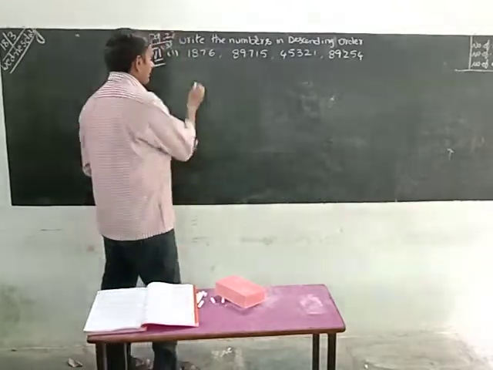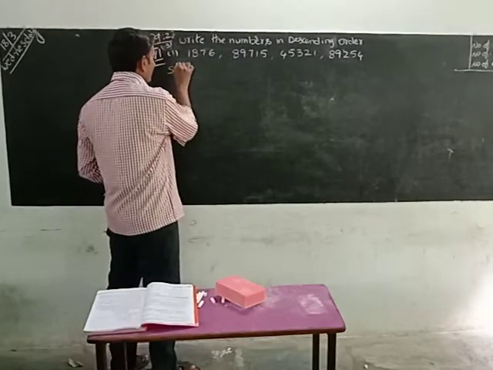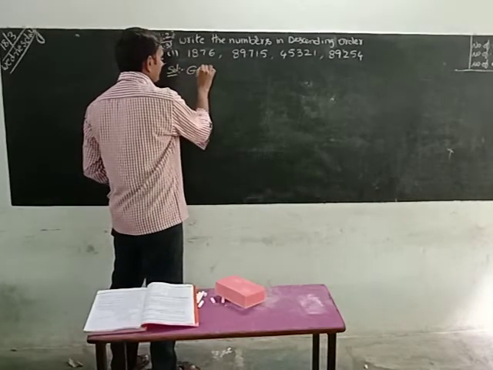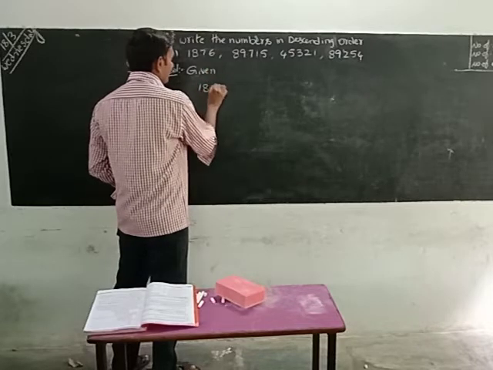Decreasing order. Now what is given there? Now we will do the solution. Given: 1876.